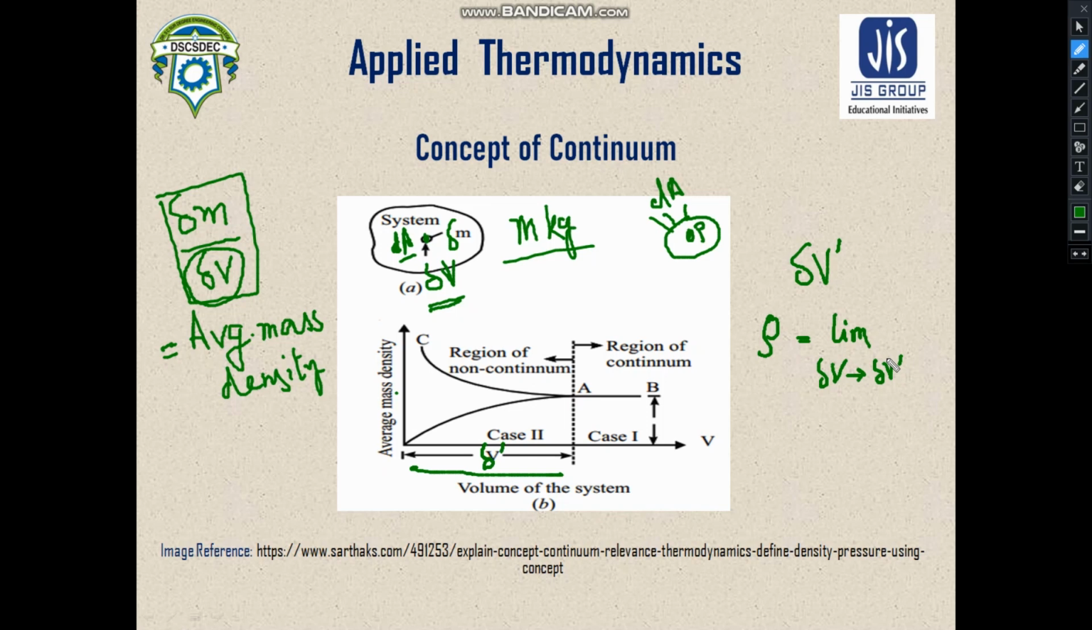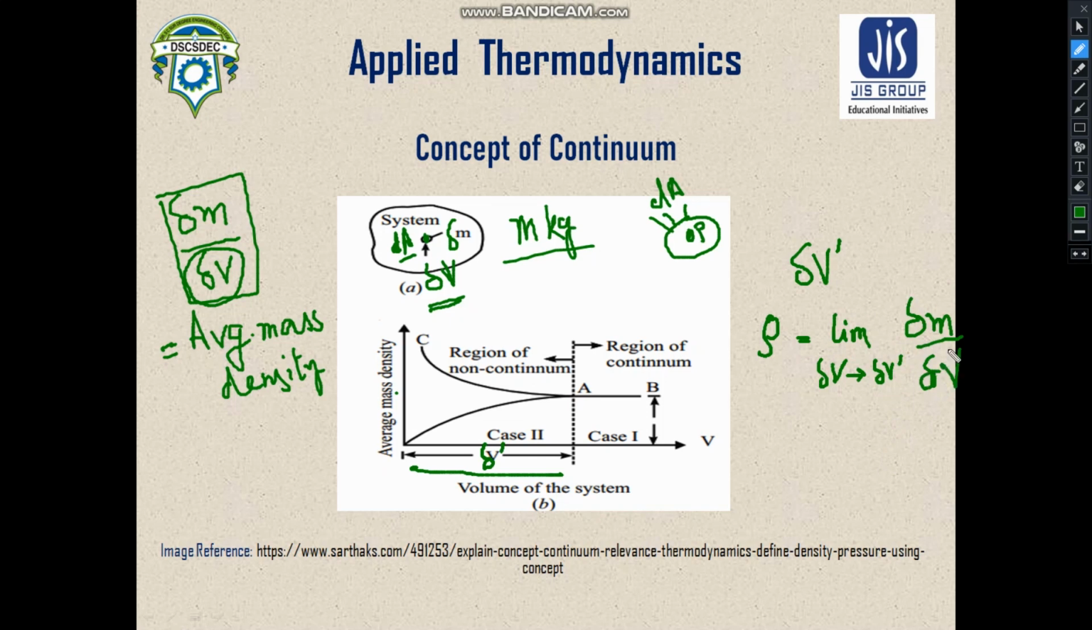So that means you have to treat the matter as continuous. Now what will be the smallest value from which you can treat this matter as continuous? Here the smallest value assigned to this volume is delta V dash, and we can say density or rho becomes delta M by delta V here.